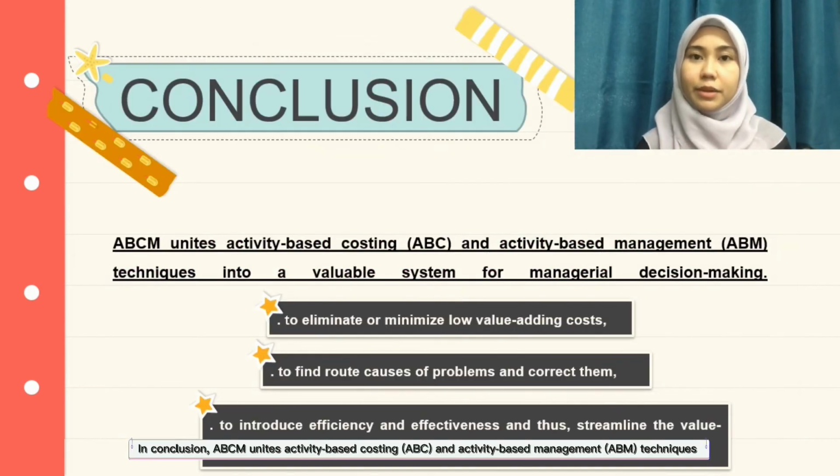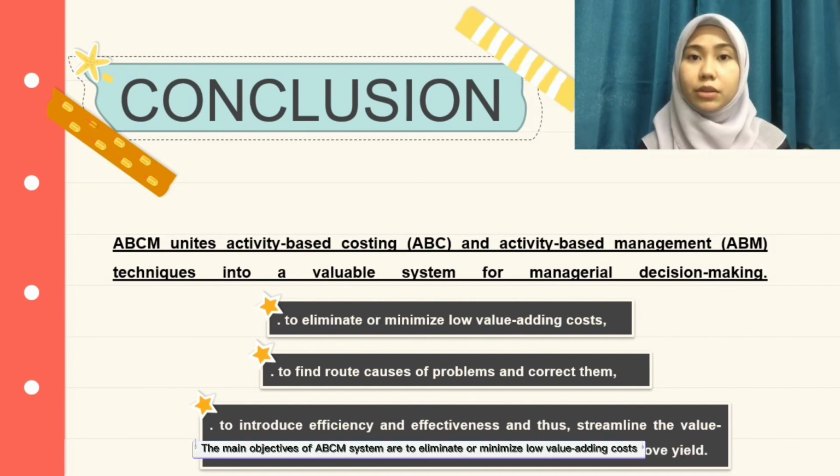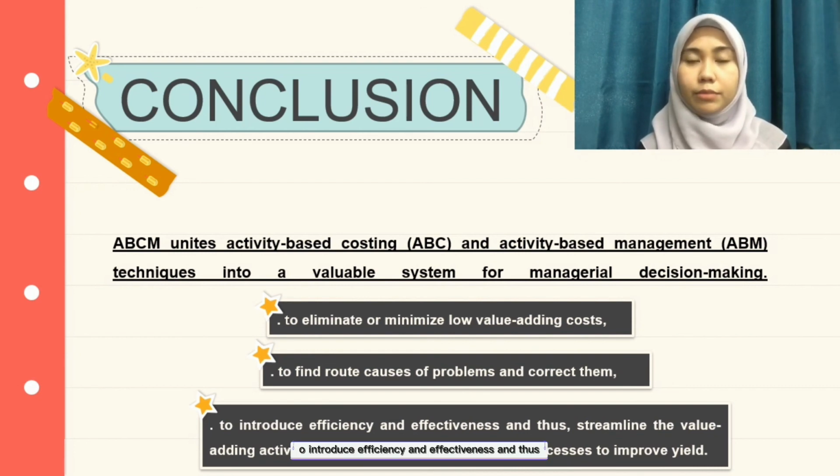In conclusion, ABCM unites activity-based costing and activity-based management techniques into a valuable system for managerial decision-making. The main objectives of the ABCM system are to eliminate or minimize non-value-adding costs, to find root causes of problems and correct them, to introduce efficiency and effectiveness, and thus streamline the value-adding activities that are executed in business processes to improve yield.